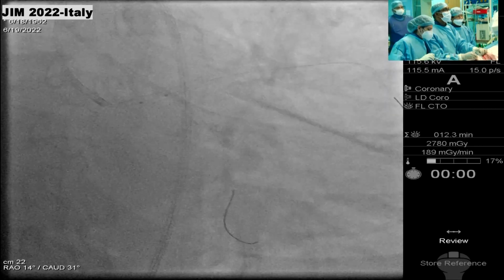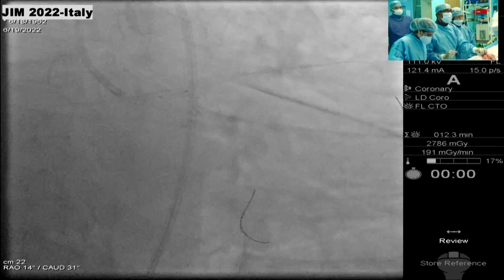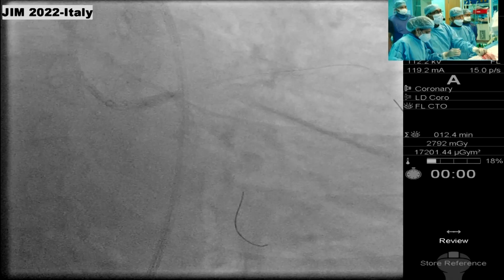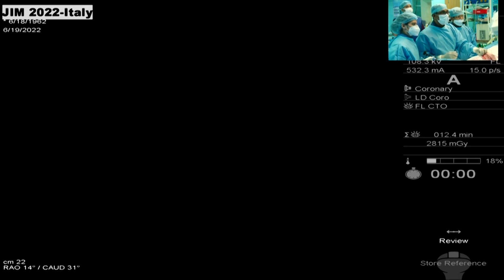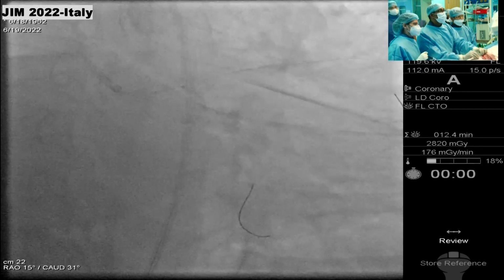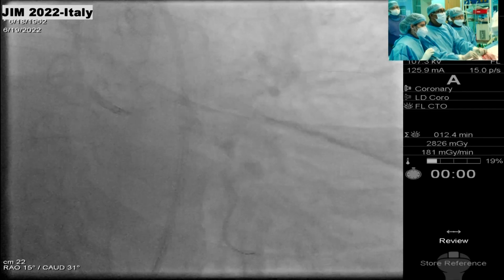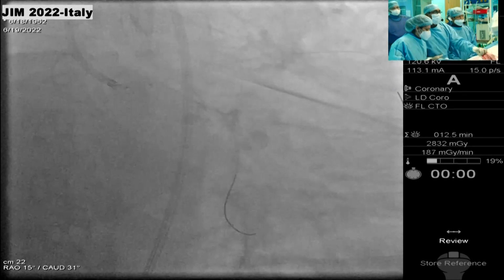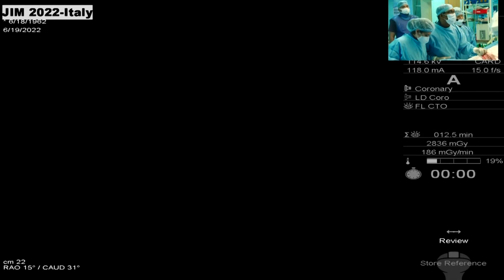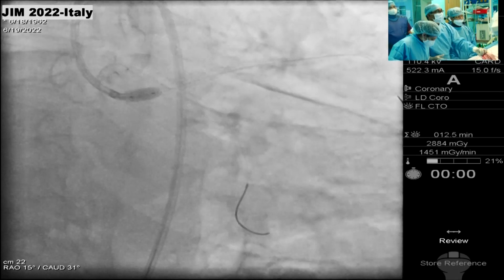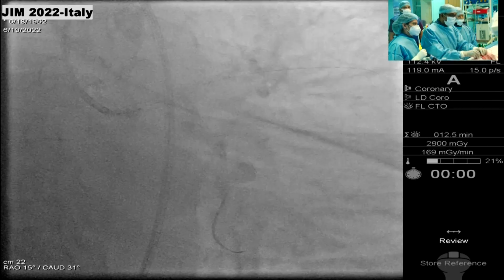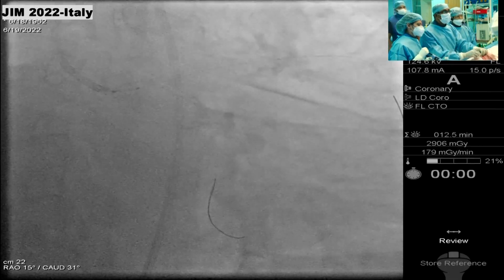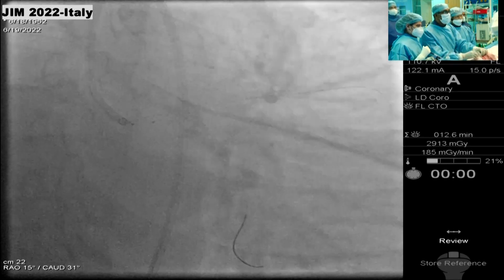Well, we have the wire inside the circumflex, and we have gone with a 4.5 millimeter balloon, non-compliant. That's an NC Trek. So we are going up to 16 atmospheres. Please go ahead. 16, 20. So we've done the POT. Very good. Well, now we would check the circumflex ostium and remove the wire from the circumflex ostium.